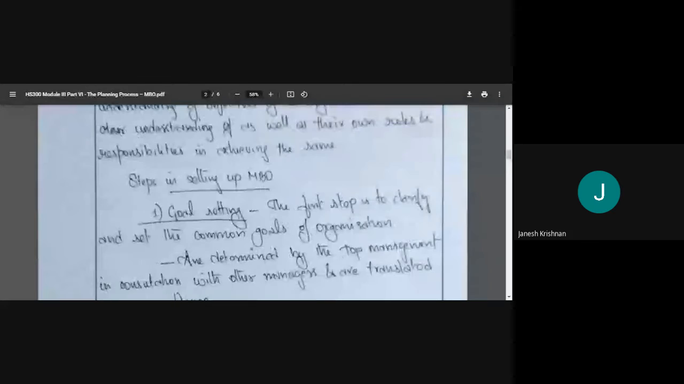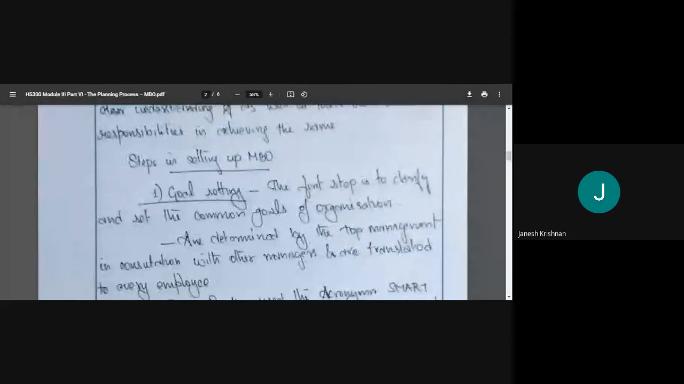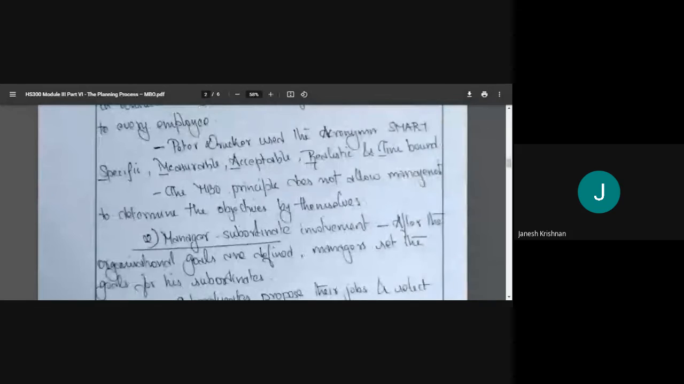First step is setting the goal. You need to set the goal. And the goal should be SMART. SMART means specific, measurable, acceptable, realistic, and time bound. The goal must be SMART.